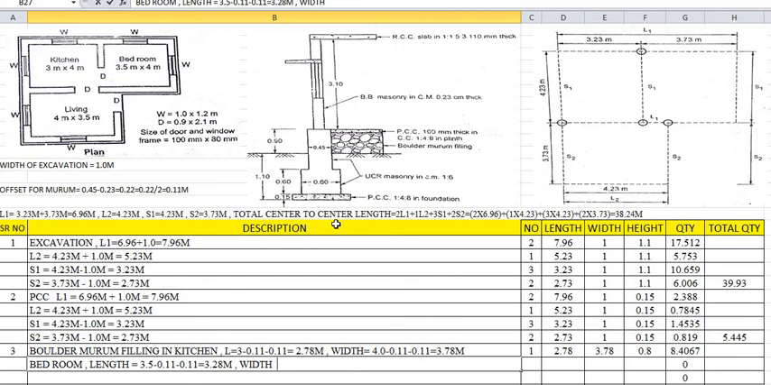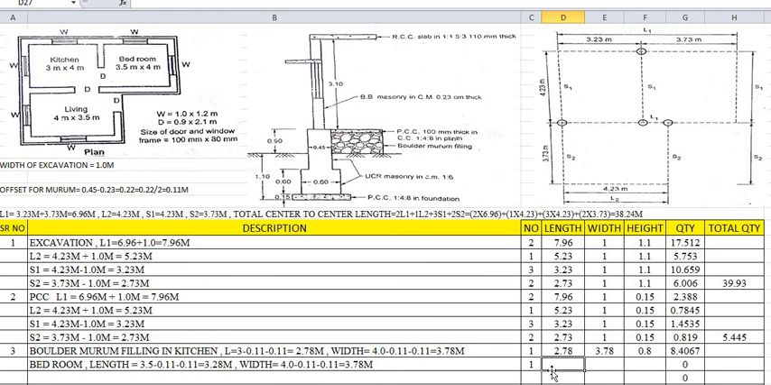Width is equal to, again the width of this bedroom is 4 meters. So we will consider this as 4 minus 0.11 minus 0.11, which comes to be the same as already taken, that is 3.78 meters. In this way we have considered the bedroom length and width for murum filling. How many bedrooms are there? Only one bedroom is there.